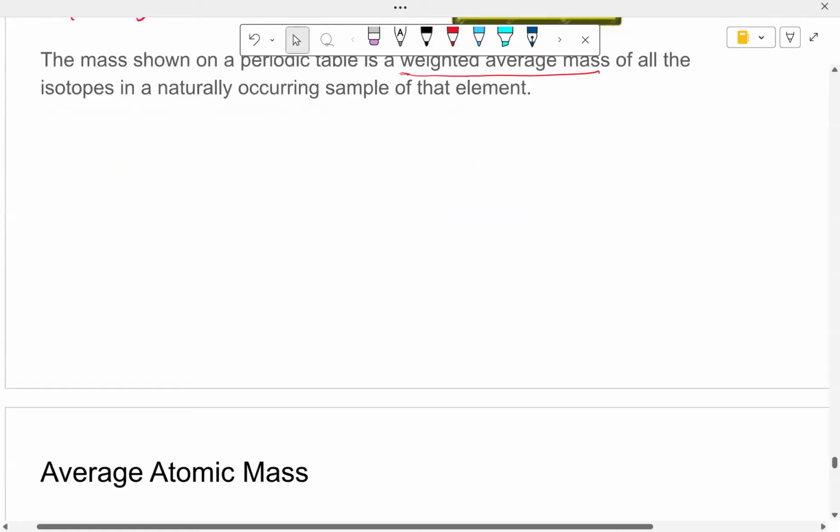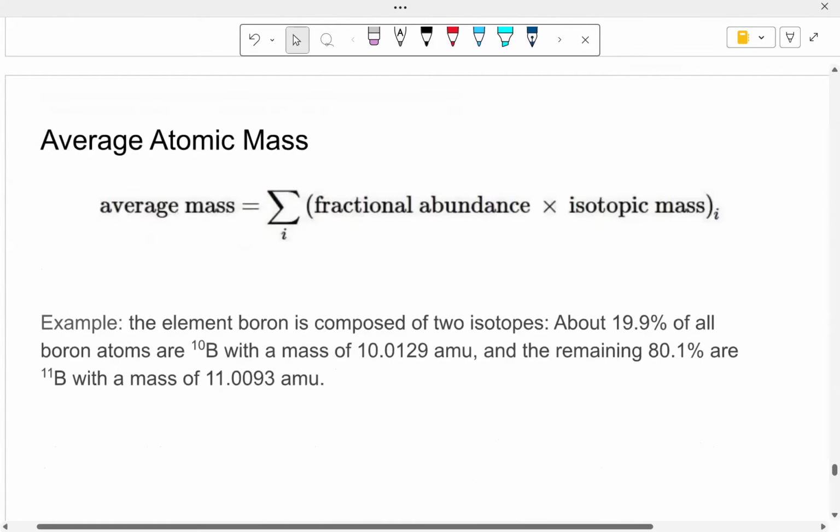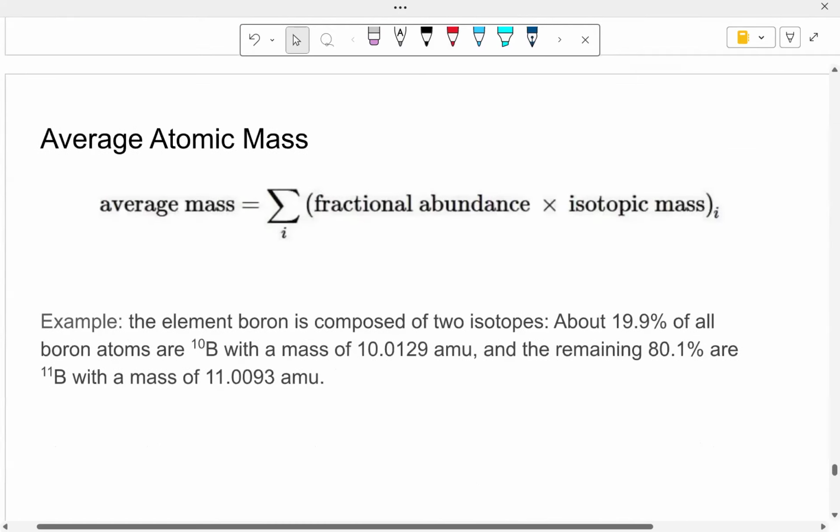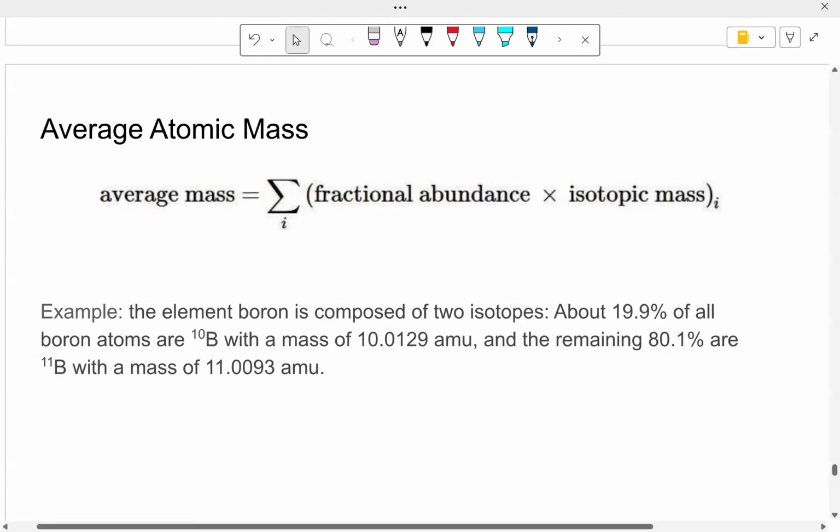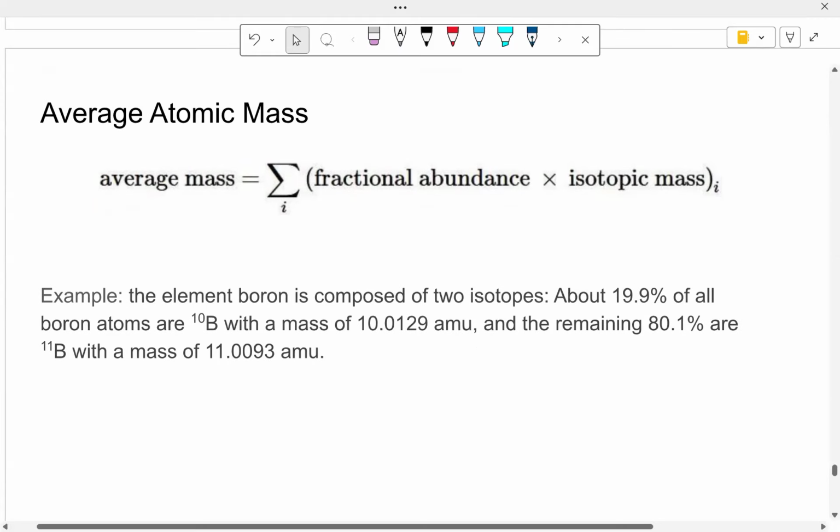So how do we calculate this? Now, this is our first big math work that we're going to be doing in general chemistry. So break out your calculators. Okay, pause the video, go get a calculator so you can follow along with me. You will need a calculator whenever we do our assessments because these kinds of problems are going to be on your assessment. So how do we find average mass?